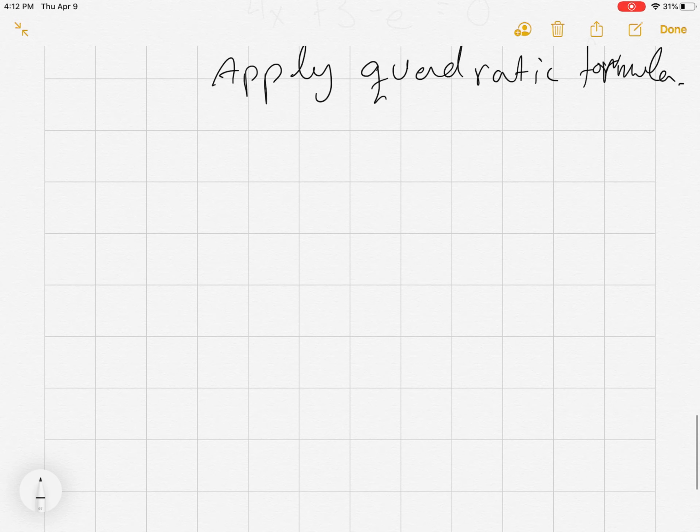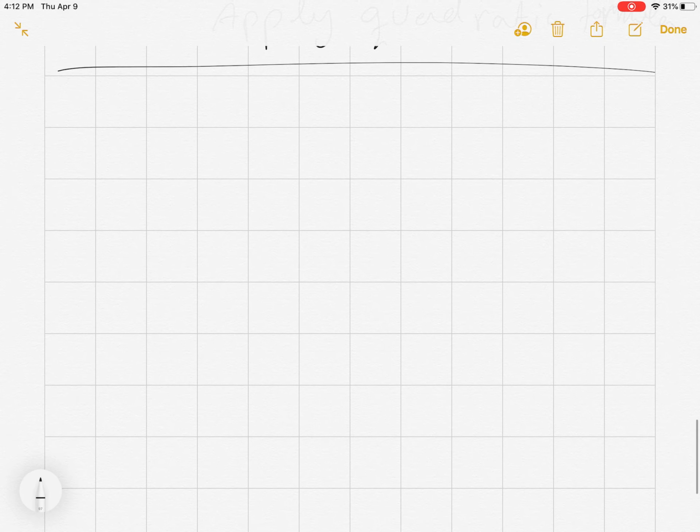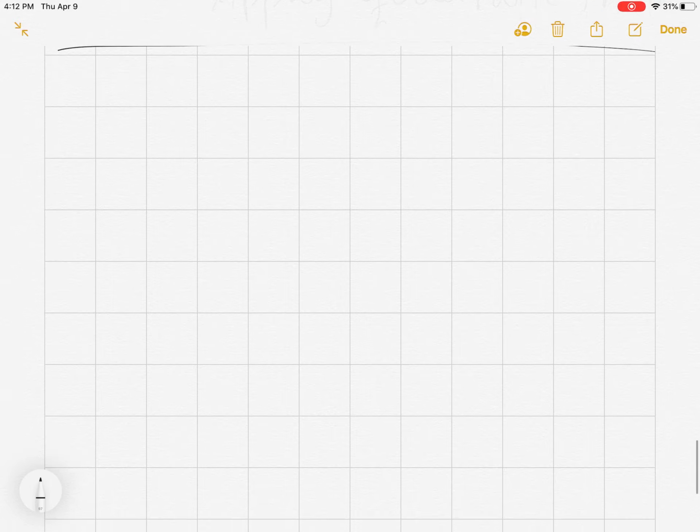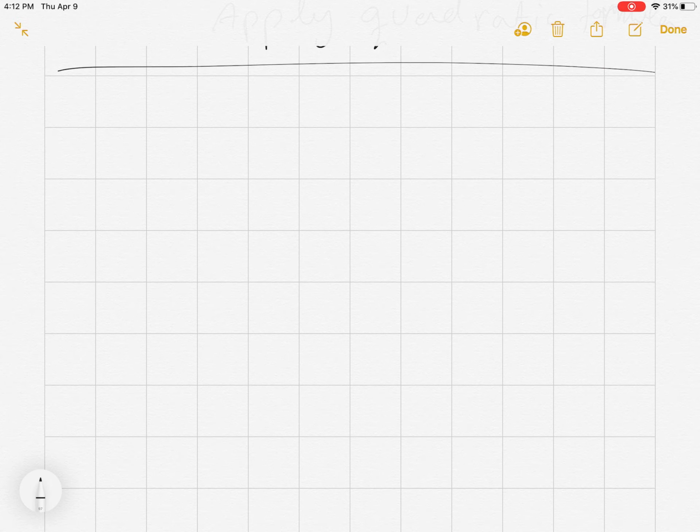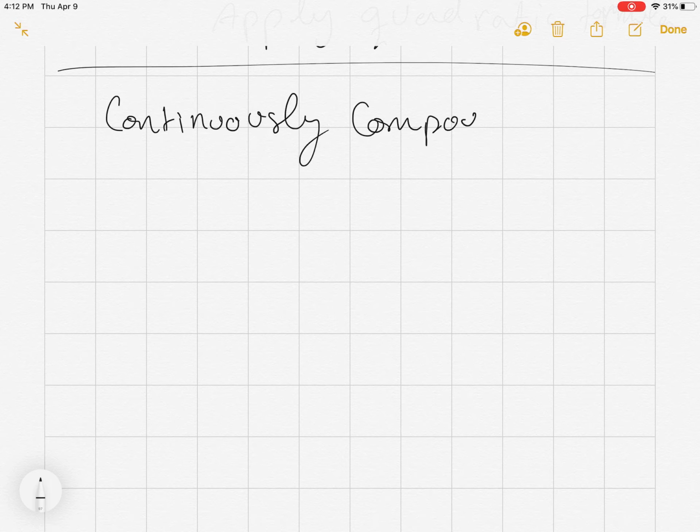So before we are done for today, I want to look at an example that we can use in the real world of this kind of situation, okay? So we're going to be looking at continuously compounded interest, and how we can use solving equations to answer questions about continuously compounded interest.